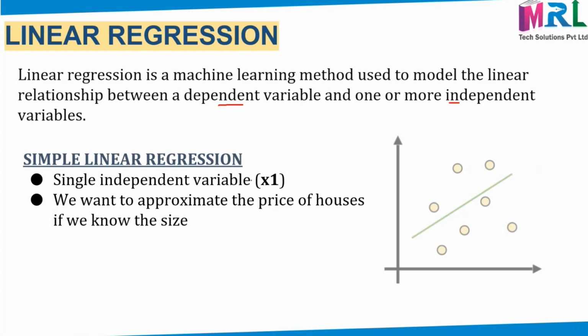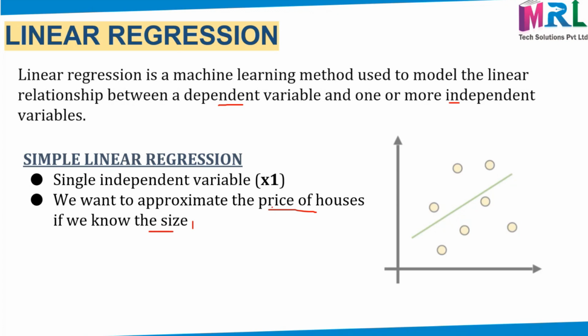For example, we are going to predict the price of a house based on its size. So here the size is the independent variable. The price of the house is the dependent variable. That means the price of the house depends on the size. If the size is high, then obviously the price of the house will increase. If the size is low, the price will decrease. So that's why the size is called the independent variable and the price of the house is called the dependent variable. The dependent variable depends on the independent variable.